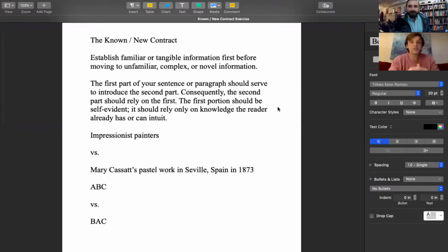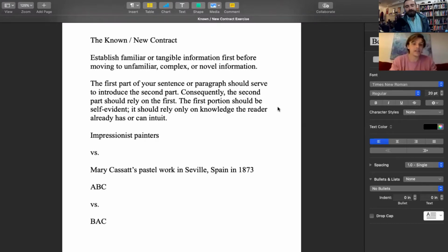So just the first portion of your sentence or paragraph should serve to introduce the second part. So consequently, the second part should rely on the first, right? So it's okay if the second portion of whatever you're saying needs the first portion to introduce it. But the key thing is that the first portion of whatever you're saying should be able to stand alone. It should be self-evident. Like the reader should be able to imagine it or grasp it.